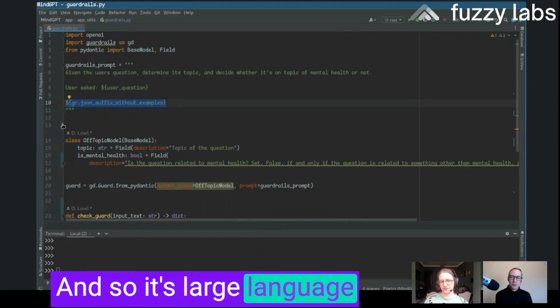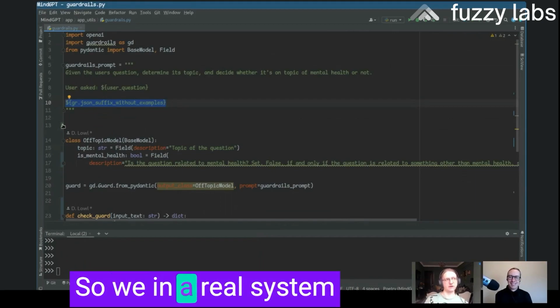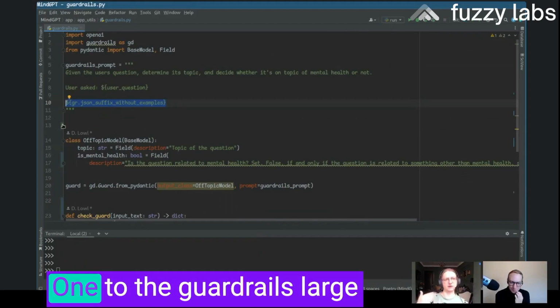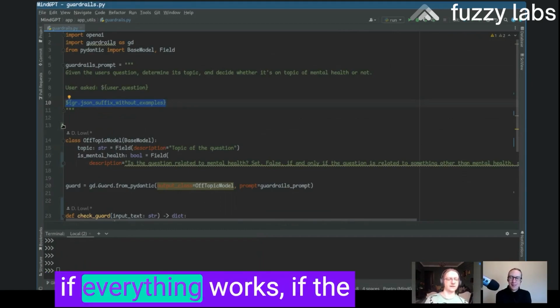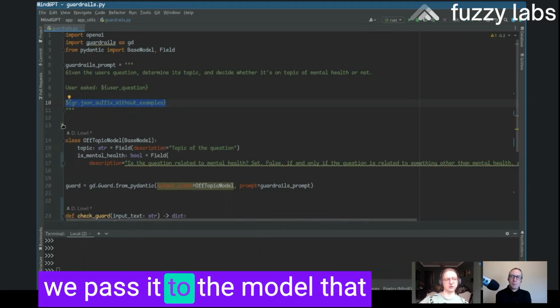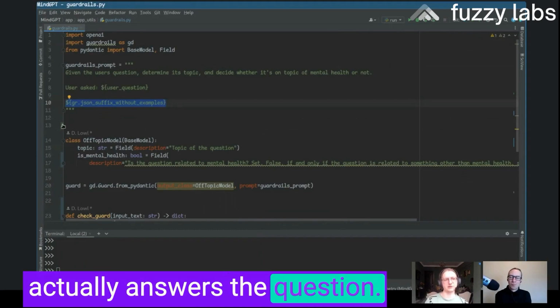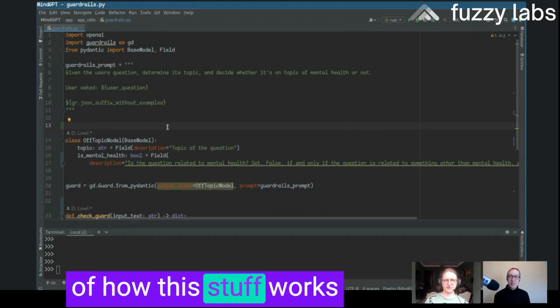And so it's large language models all the way down, right? Yeah. In a real system we have two calls, one to the guardrails large language model, and then if everything works, if the guardrails are not triggered, then we pass it to the model that actually answers the question. Okay, great. Well, maybe we can have a demo of how this works.